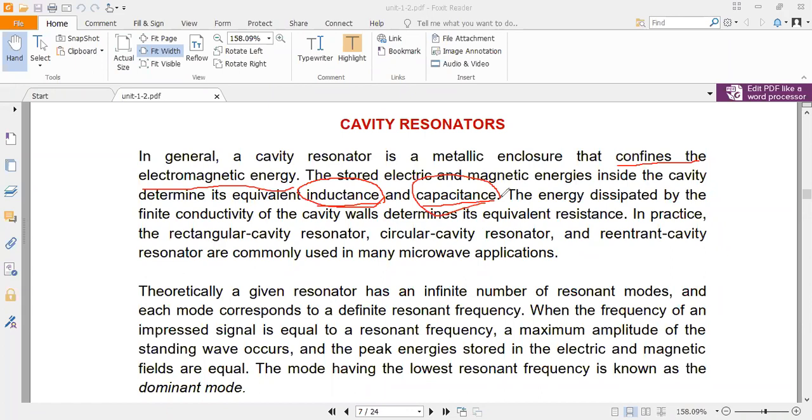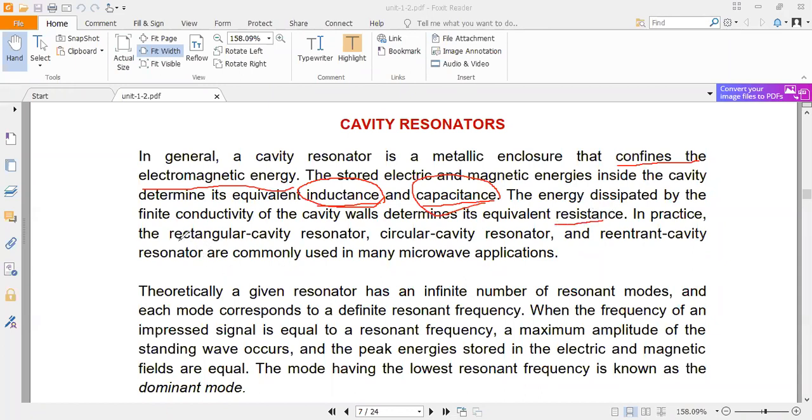So, what are cavity resonators used for? To store electromagnetic energy. Or else I can say it is a metallic enclosure which confines the electromagnetic energy. The stored electric and magnetic energies inside the cavity determine its equivalent inductance and capacitance. Even though we say it's a conductor, it's not a 100% perfect conductor. Some of the energy is dissipated even in the conducting walls. That determines the equivalent resistance in practice.